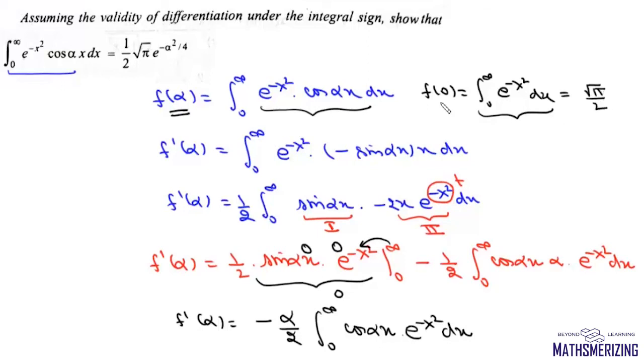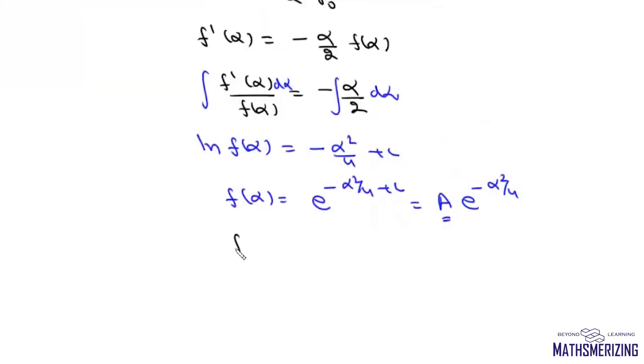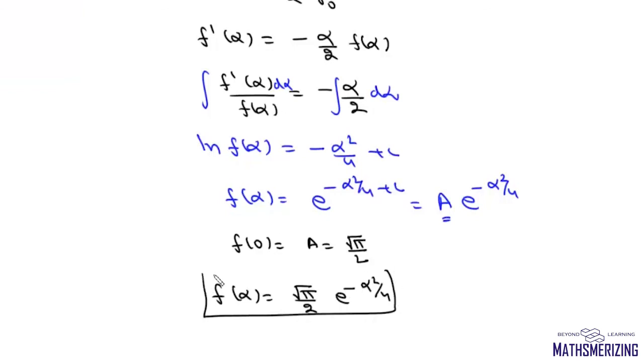So when the value of alpha is 0, the value of this function is under root pi by 2. So f(0) is equal to a, and this is under root pi by 2. So the value of this integral will be under root pi by 2 e to the power minus alpha square by 4, and that is the answer we are looking for.